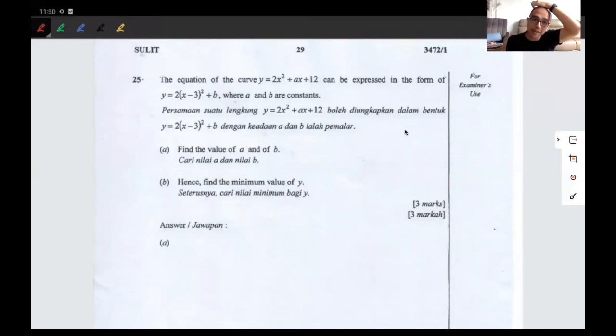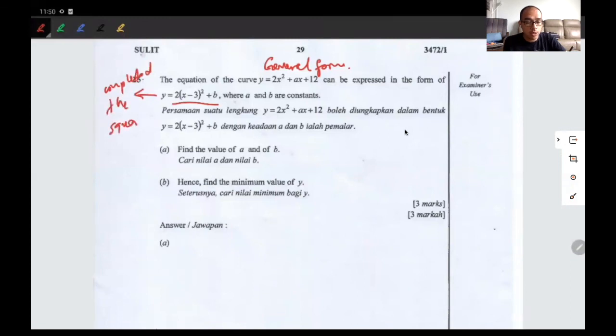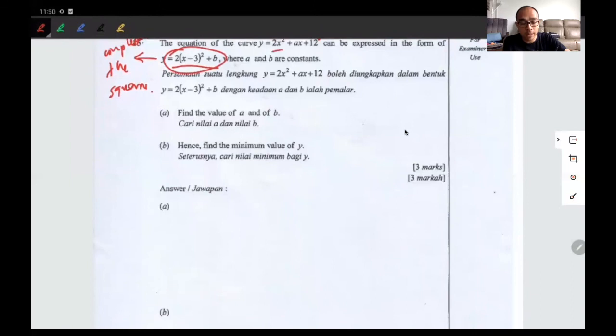The equation of the curve y equals 2x squared plus ax plus 12 can be expressed in the form of this. Find the value of a and b. Now, this is general form, and what form is this? This one sudah kena completed the square. That means you change general form, you complete the square, and this is what you will get. So basically what it's asking you to do is complete this square, and then after that compare with the final answer.